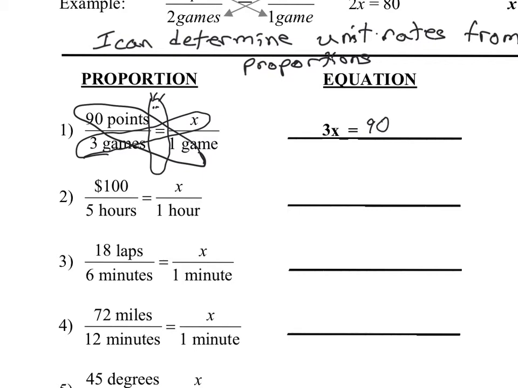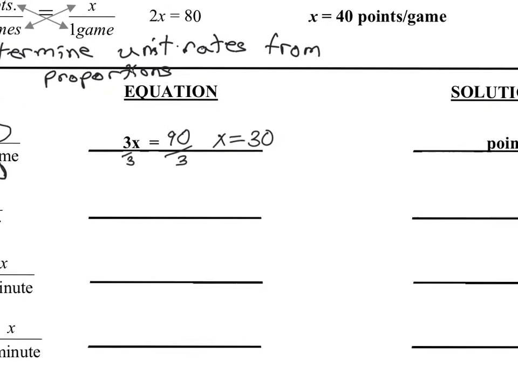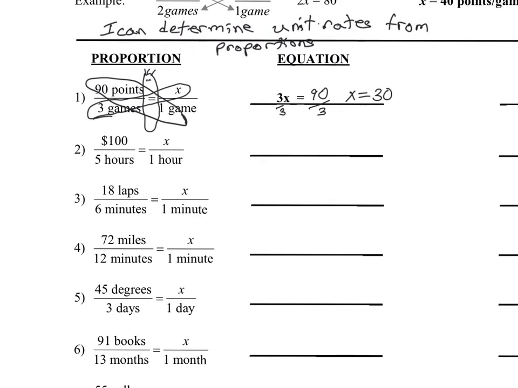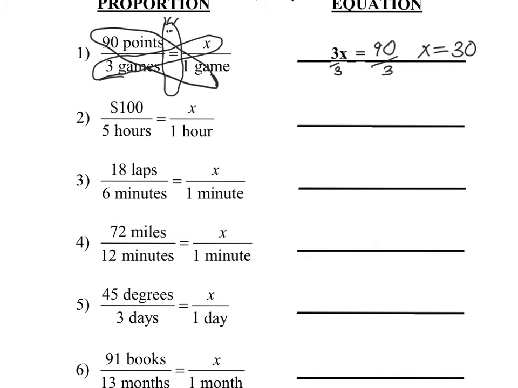Now this is the last step of any equation that we've ever done. What do I have to do to both sides to get x all by itself? Well, I've got to divide by 3. So I divide both of those by 3, and I get x is equal to 30. And therefore my unit rate is 30 points per game. Okay, just a different way to look at our unit rates.